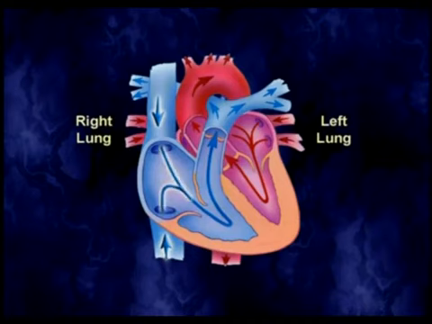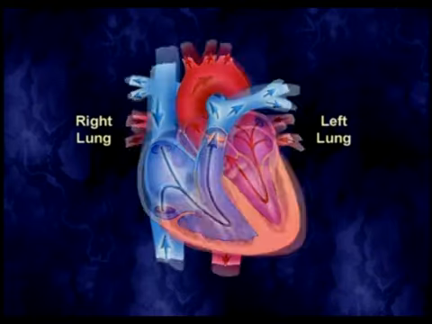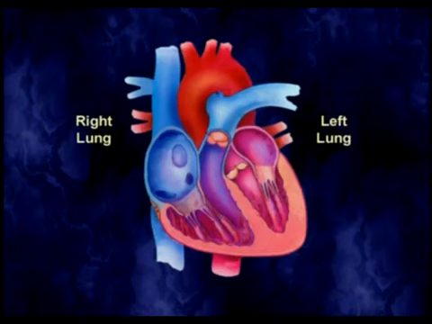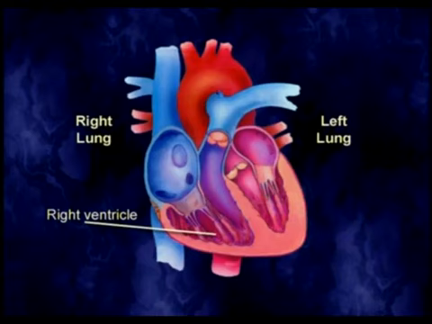Then we move down into the ventricles. Here's the left ventricle and the right ventricle. Ventricle means a little belly because it's the bulging out of muscle.